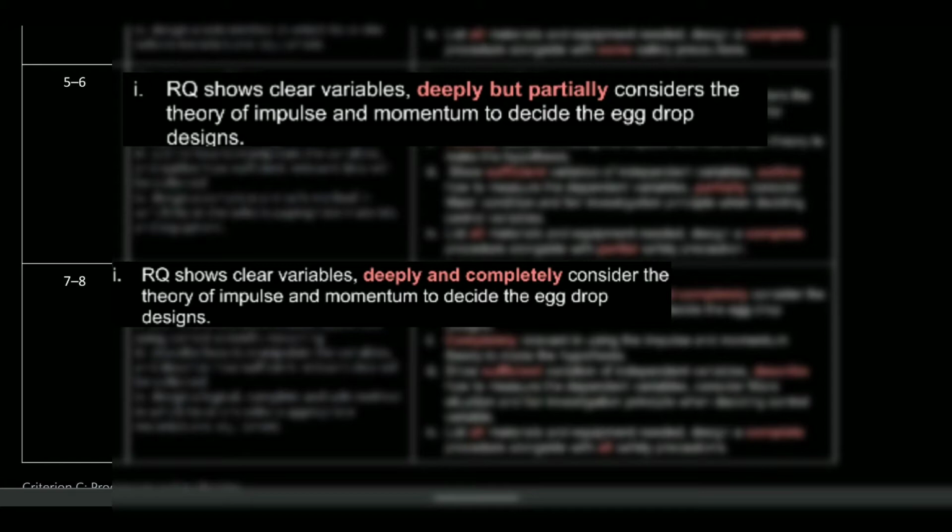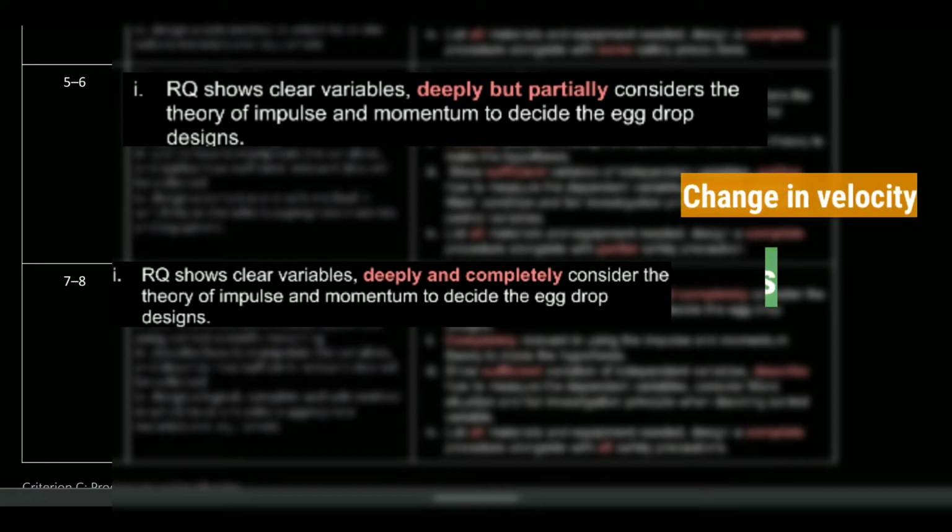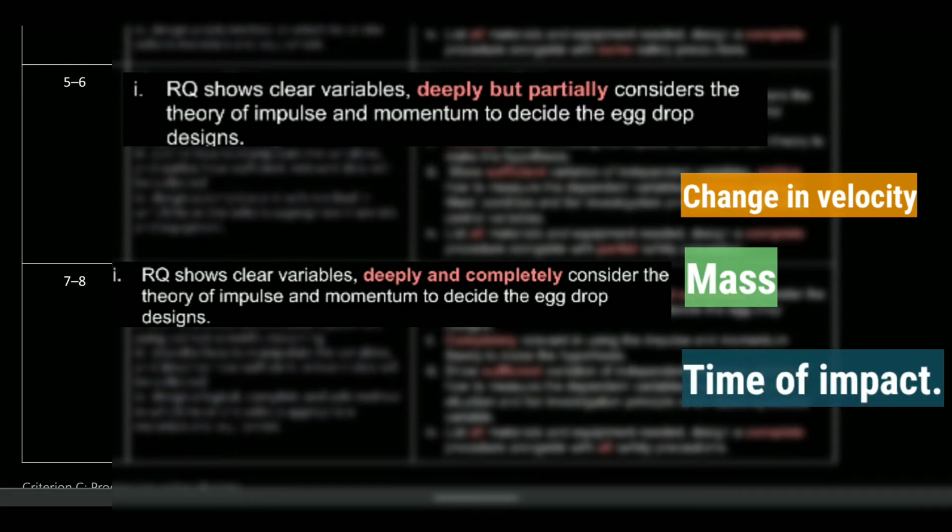According to the theory of impulse and momentum, there are 3 factors affecting the force during the impact. They are change in velocity, mass, and time of impact. If you aim to achieve the 7 to 8 level of achievement, then you need to explain these 3 factors for each of your egg drop designs.